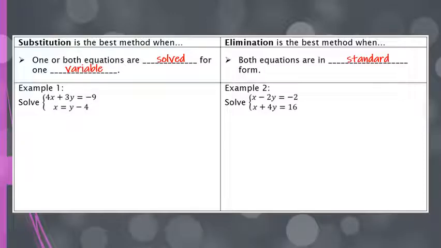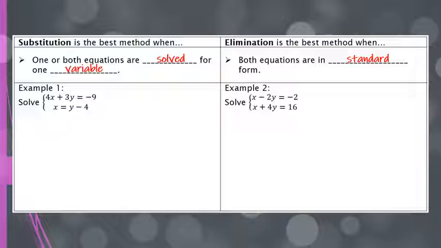Now that you know how to solve systems three different ways, actually, we learned how to solve by graphing, substitution, and elimination. What you want to be able to do now is look at a system of equations and decide which one is the best. Which one is going to be the easiest or the least amount of work to get to the answer.